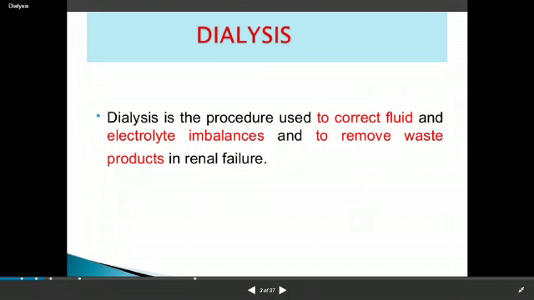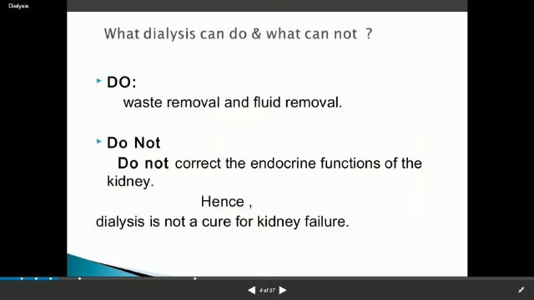So students, here you're watching the definition of dialysis. Dialysis is the procedure used to correct fluid and electrolyte imbalances and to remove waste products in renal failure. So what can dialysis do and what can it not do? Dialysis removes the waste and fluid from the blood, so it purifies the blood, but it does not correct the endocrine functions of the kidney. Hence dialysis is not a cure for kidney failure. It's just a temporary treatment, not a permanent treatment. The permanent treatment for kidney failure is renal transplantation.